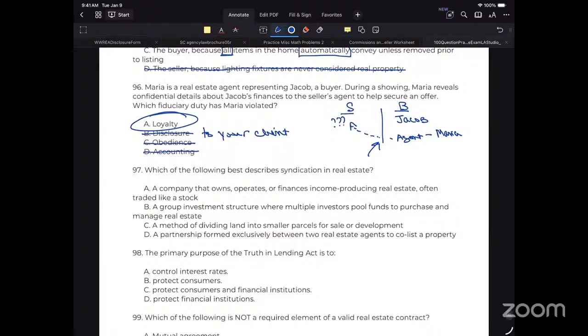Which of the following best describes syndication? Ooh, good word in real estate.